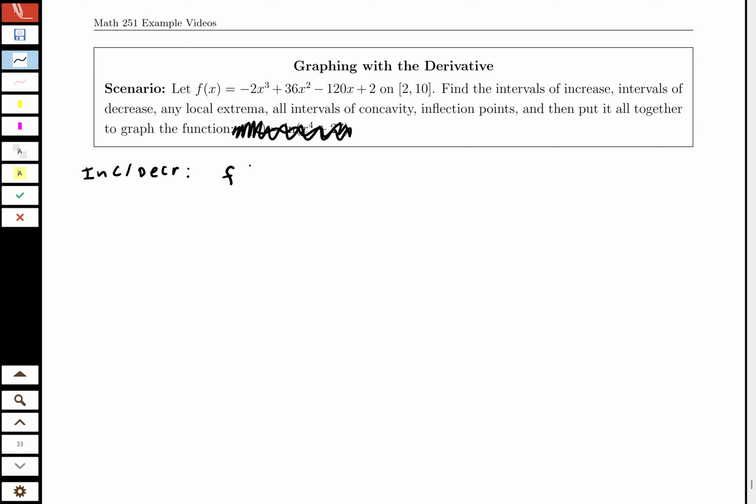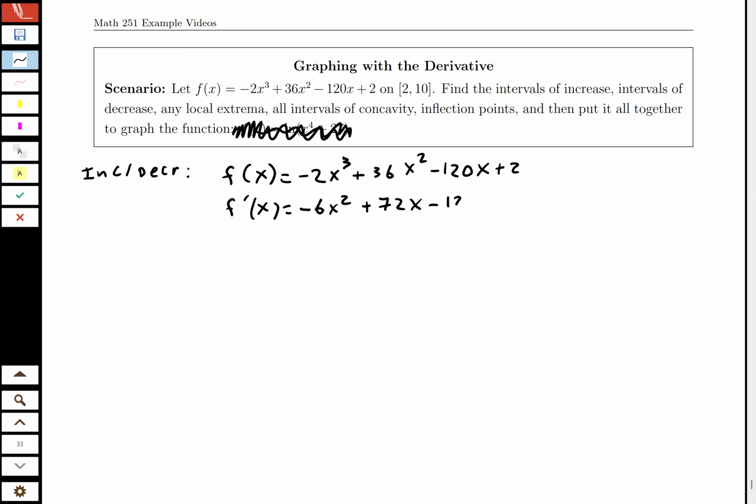So I'm going to take the derivative of f of x to get f prime of x. The derivative of negative 2x cubed, the 3 drops down, negative 6x squared. The derivative of 36x squared, the 2 drops down, 72x. The derivative of negative 120x, negative 120.